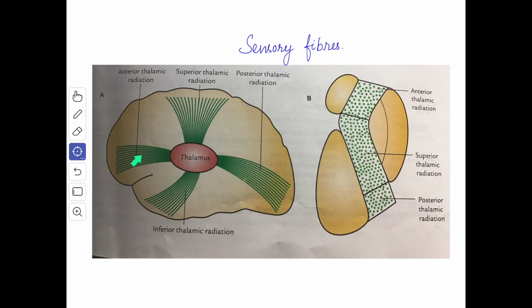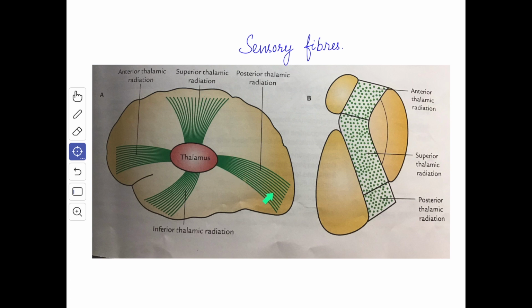First is the anterior thalamic radiation. The fibers of the anterior thalamic radiation are directed anteriorly and they connect the anterior and the dorsomedial nuclei of the thalamus to the frontal lobe cortex. Next we'll see about the superior thalamic radiation. This is directed superiorly and the fibers pass through the anterior limb of the internal capsule and they connect the ventral tier of the thalamic nuclei with the sensory cortex of the frontal and the parietal lobes.